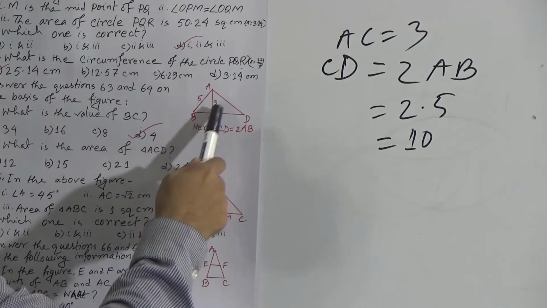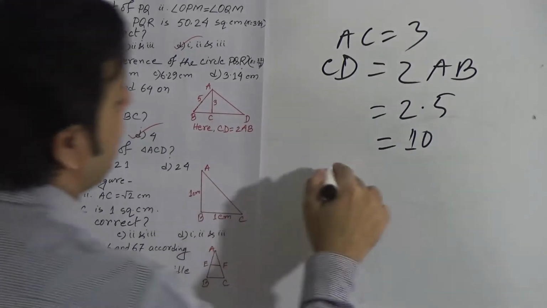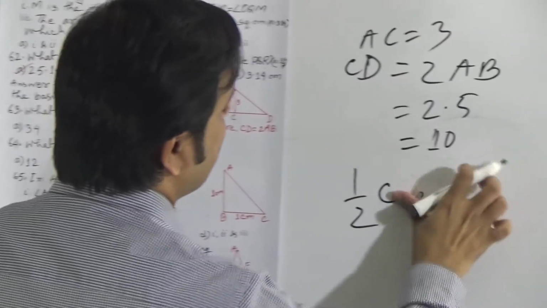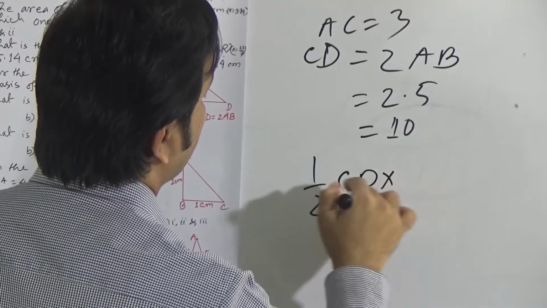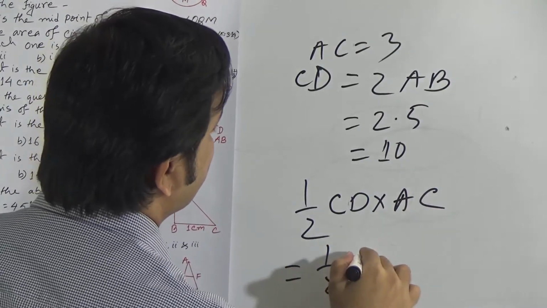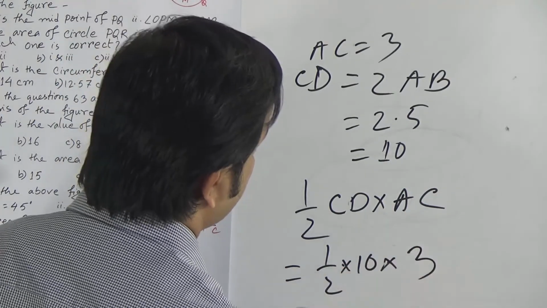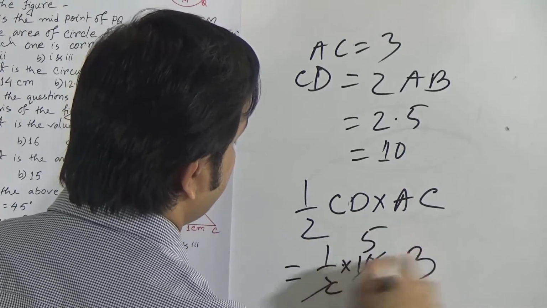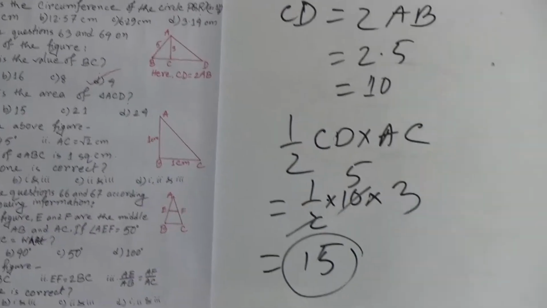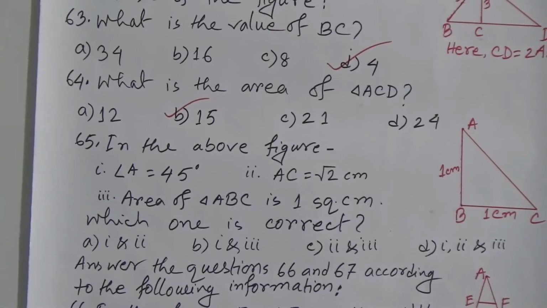Here C is a right angle, so we can find the area by using the formula half base CD into AC. Here CD is 10, AC is 3. So if we cut 10 by 2, we get 5, and 5 threes are 15. So the area is 15, the area of ACD is 15. So option B is our answer for question 64.